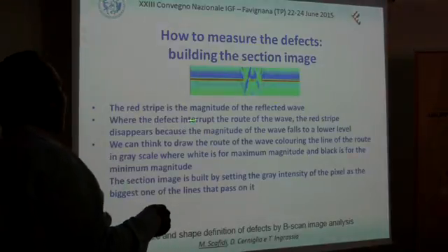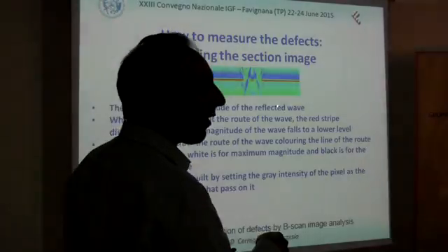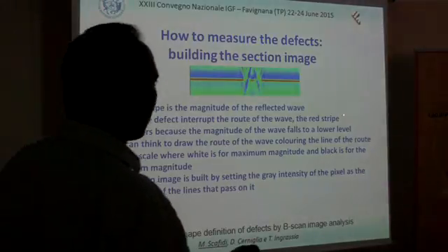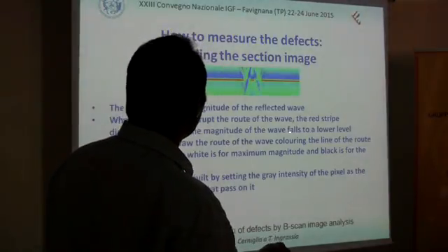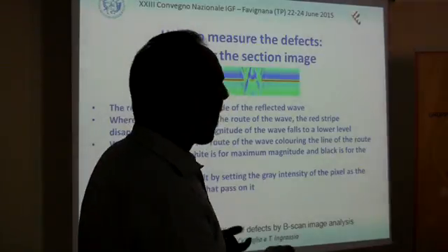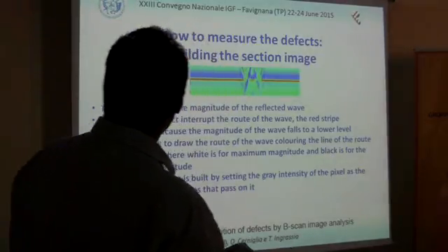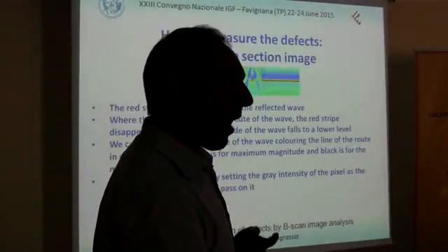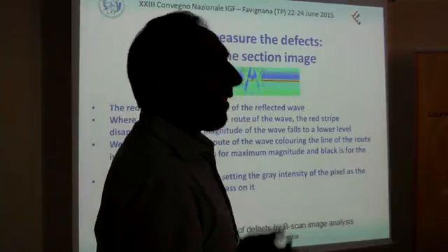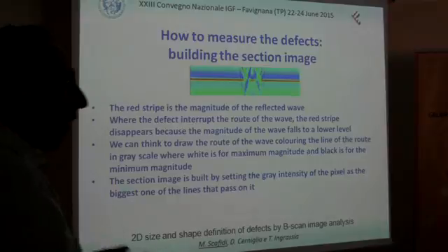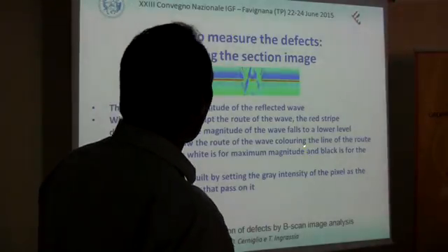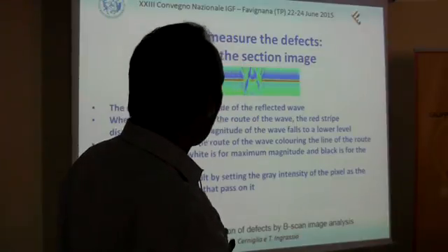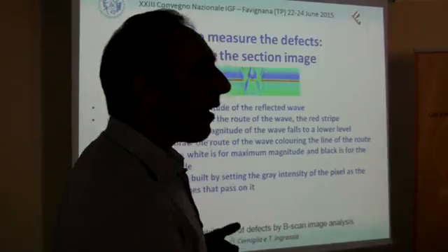Okay. The red stripe is the magnitude of the reflected wave, the biggest one. When the defect enters the root of the wave, the red stripe disappears, and the magnitude of the wave falls down. We can think to draw the root of the wave on an image of the section of our sample, of our plate, and we can color as a white line when there is the wave, and black line when the wave is disappeared.